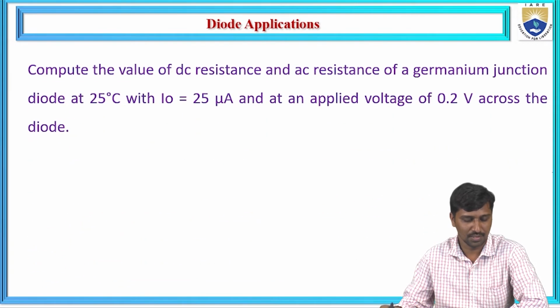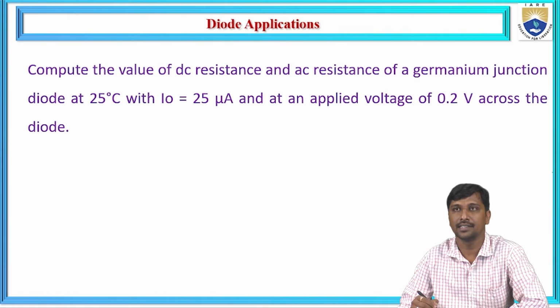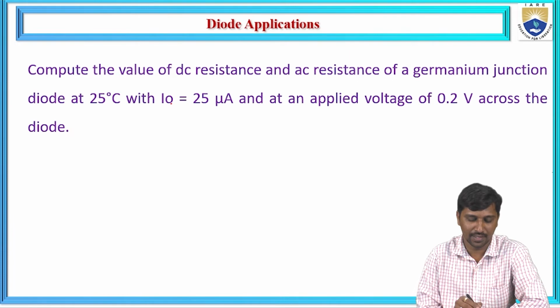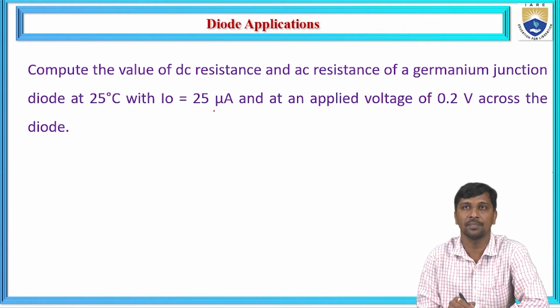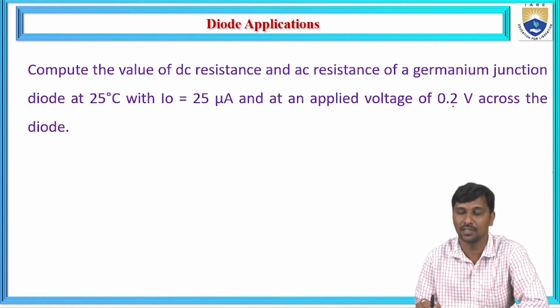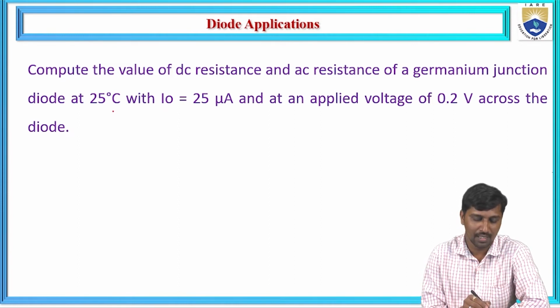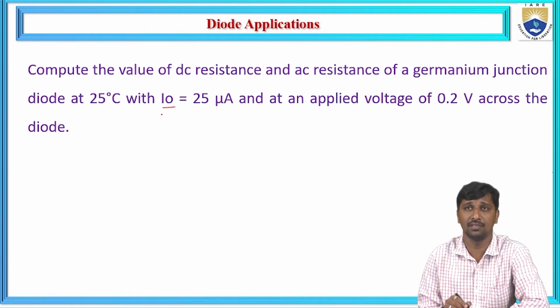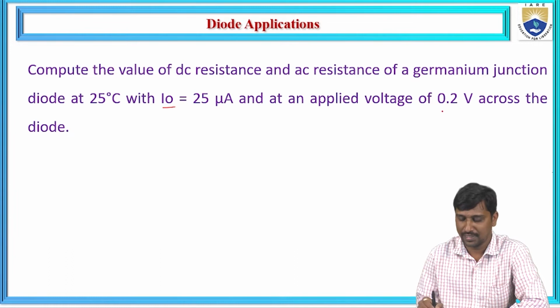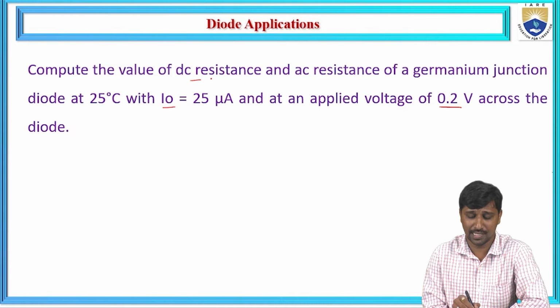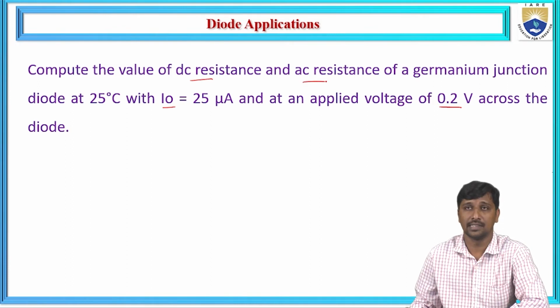In the first question, compute the value of DC resistance and AC resistance of a germanium junction diode at 25 degrees centigrade with I0 as 25 microamperes and at an applied voltage of 0.2 volts across the diode. So here they have given that the temperature is 25 degrees centigrade and I0 means reverse saturation current. The voltage across the diode is 0.2 volts. Now we need to calculate DC resistance and AC resistance.